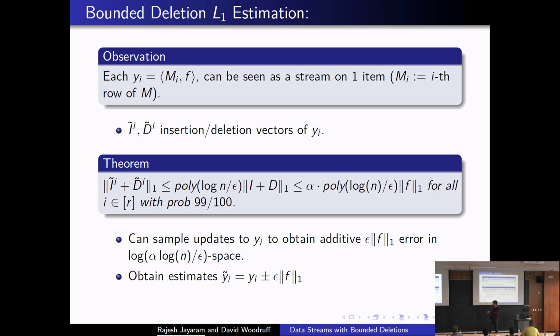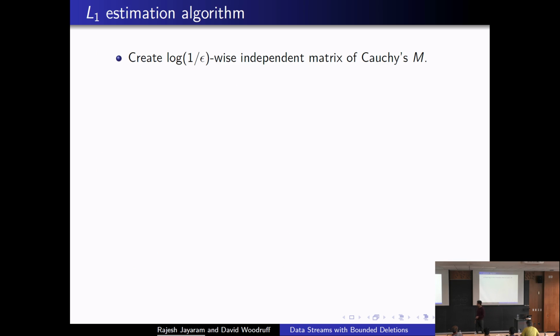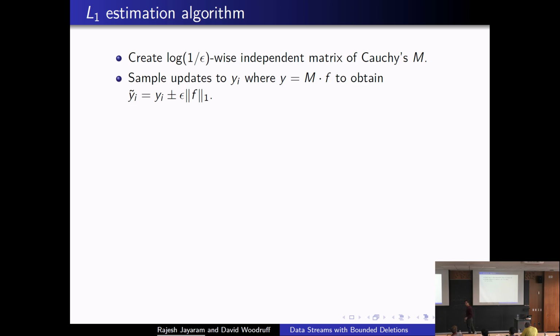But recall that each of these buckets was supposed to be more or less the L1. These buckets are basically our estimates of the L1. So this is going to be an epsilon approximation. The algorithm is to do the same things as before: create this matrix of Cauchys. We have log 1 over epsilon independence. We sample updates to all the buckets, and we obtain these tilde y_i's that are estimates of the y's of the original algorithm. And then we just output the same thing, but with our estimates.